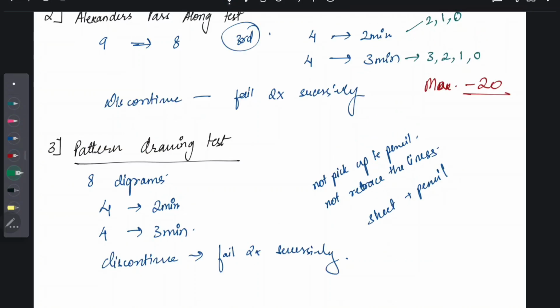Scoring for this is the same as Alexander's pass along test. So for the first four designs, you give a score of 2 if they complete within 1 minute, 1 if they take 2 minutes, and 0 if they're not able to complete it in 2 minutes or if they fail. Again, for the next, you give a score of 3, 2, 1, and 0. And the maximum score for this test, pattern drawing, becomes 20.